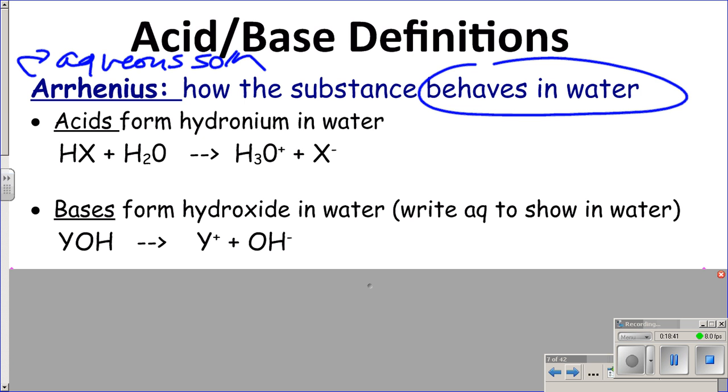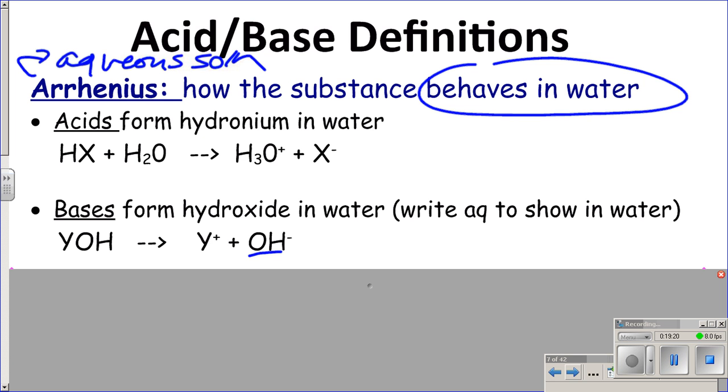So hydronium being made in aqueous solution is indicative of an acid, an Arrhenius acid. And hydroxides being formed in aqueous solution is indicative of a basic compound, or an Arrhenius base. So Arrhenius was the first guy to go, hey, I think there's two different compounds. I think they act differently in water. I'm going to say that all acids are always going to make hydronium, and all bases are always going to make hydroxide. But you know, "always" is kind of a funky word.